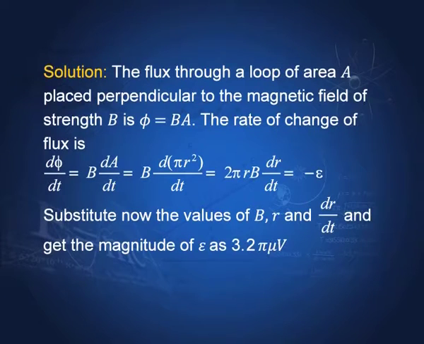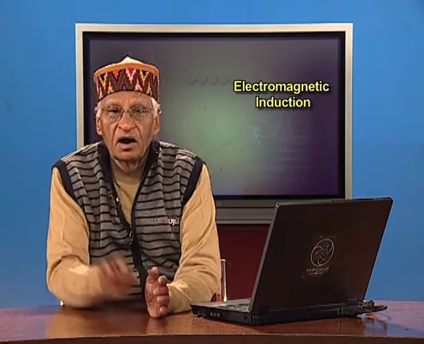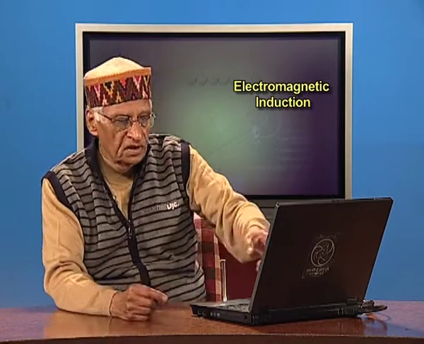Again, the flux through a loop of area A placed perpendicular to the magnetic field of strength B is BA. The rate of change of flux is d phi by dt. Since B is constant, it is B times dA by dt. And what is A? Pi r squared, where r is the radius of the loop which is shrinking.